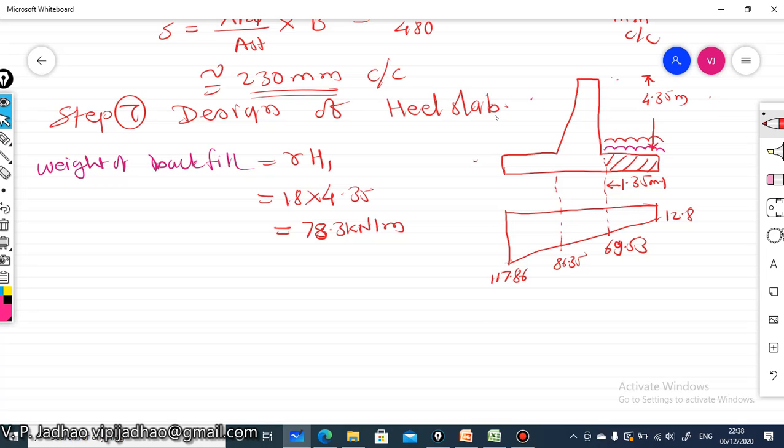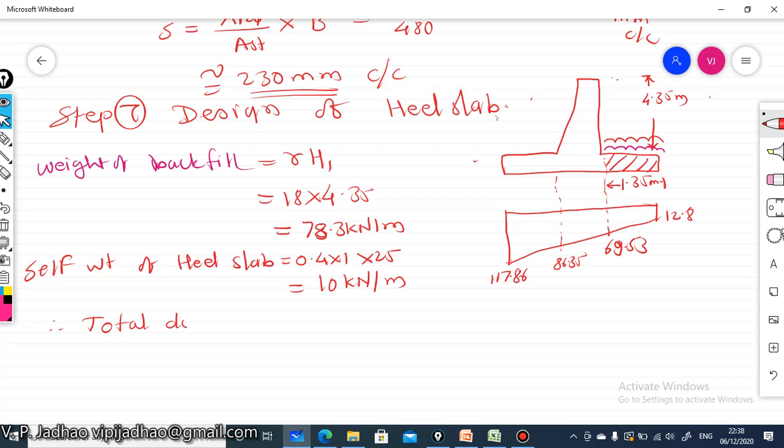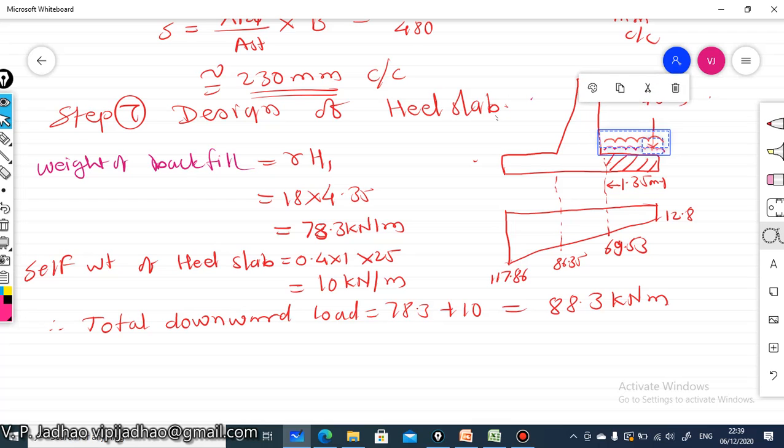Okay, now the self weight of this particular portion we have to calculate, because it will again provide some uniformly distributed load. So self weight of heel slab will be equal to this thickness 0.4 multiplied by per meter length, and multiplied by 25. So we get self weight equal to 10 kilonewton per meter. Therefore total downward load is equal to 78.3 plus 10, so we get 88.3 kilonewton per meter.